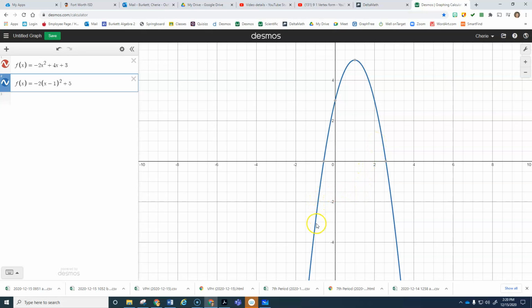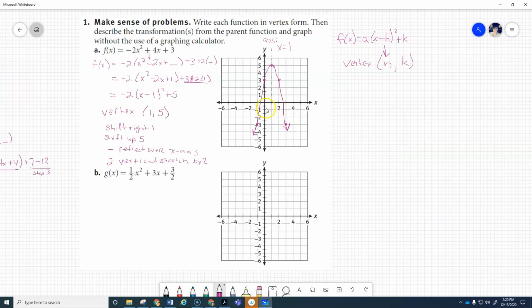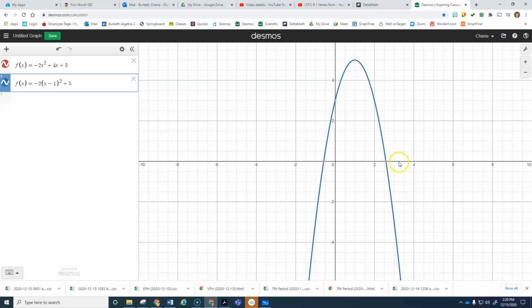And what were those 2 points that we got? -1, -3. I believe that's what we had right here. -1, -3, there it is. And then the other one is at 3, -3. Here's 3, -3 right there. There it is. So there are all the points that we used to graph the quadratic on that other piece of paper. So they're the same graph. That means that we did it right.